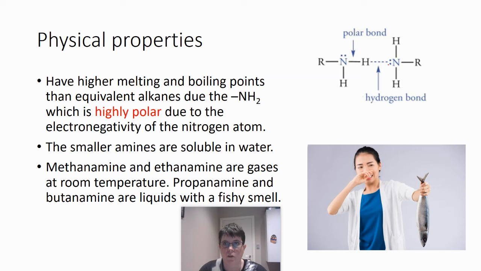This diagram here just shows the hydrogen bonding between molecules. Because this NH is a polar bond, this will be slightly negative and this will be slightly positive because nitrogen is more electronegative than hydrogen.